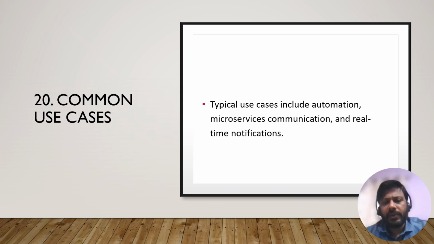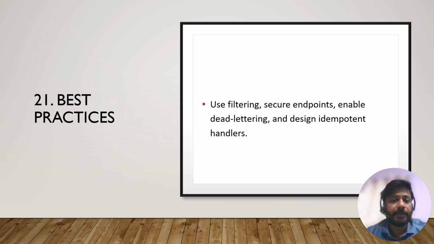Okay, so the common use cases are automation. Event Grid is commonly used for CI/CD triggers, storage event handling, resource monitoring, and workflow automation, right? So for anything like real-time notification, of course, you can use Event Grid.